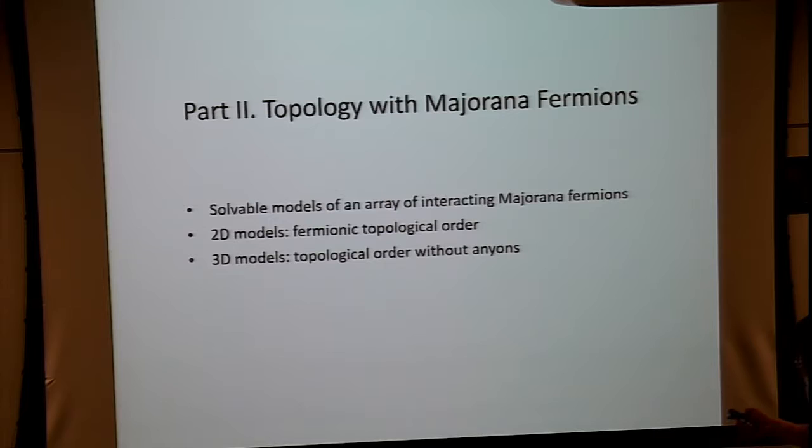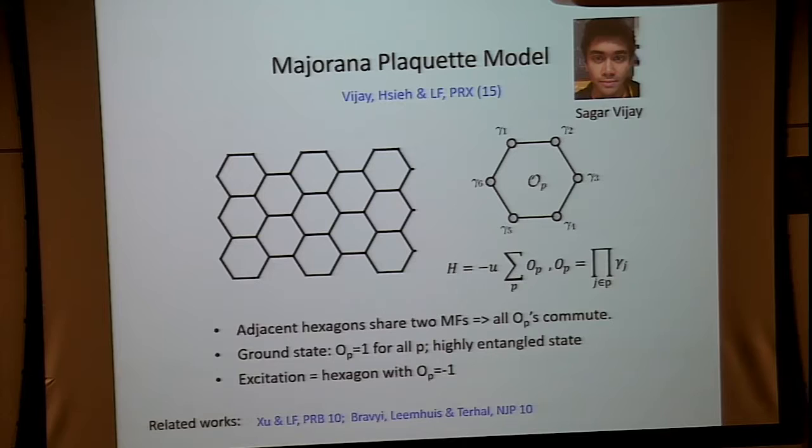Okay. All right, so let me start with just a two-dimensional example. I'm just giving some examples. This is work done with my student, Sagar Vijay, and former student Tim Hsieh, who is now at KITP. In particular, Sagar played a key role here. So we consider a honeycomb lattice of Majorana fermions. At every site, we have a Majorana fermion.